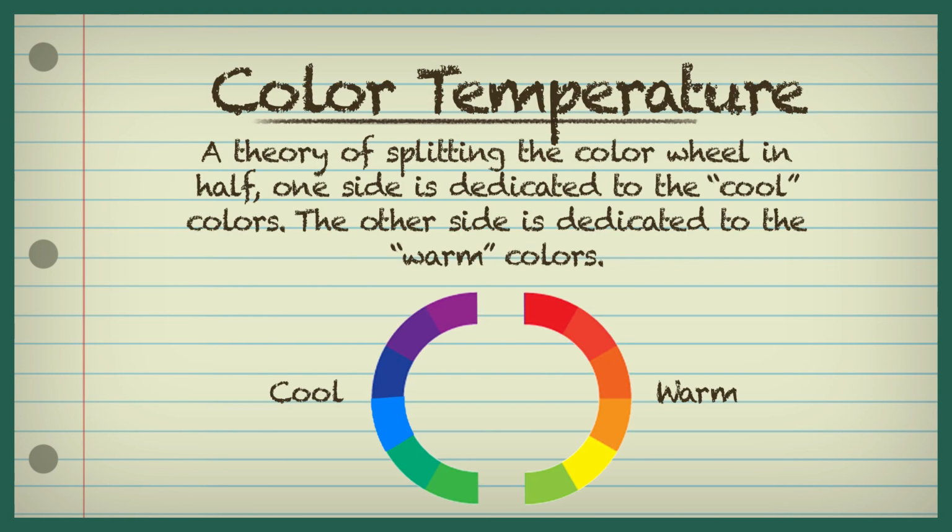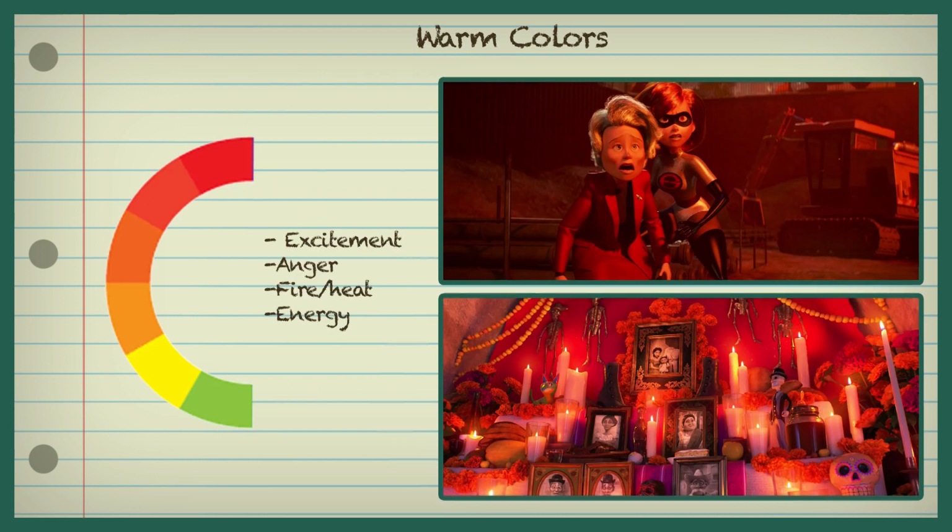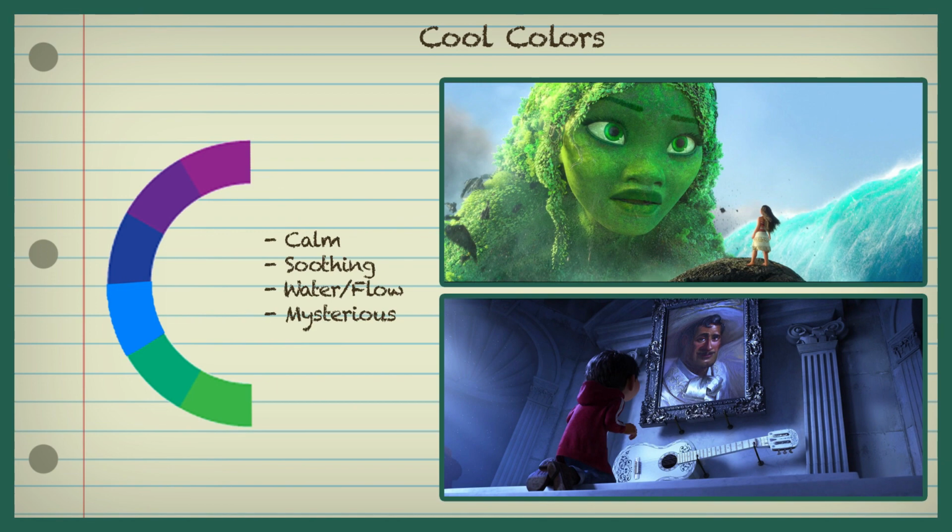Color temperature. Color temperature is referring to a theory of splitting the color wheel in half. One side is dedicated to the cool colors, the other side is dedicated to the warm colors. Cool colors consist of the green, blue, and purple, while warm colors are made up by yellow, orange, and red. These color groupings have varying psychological effects on our brains. Warm colors kind of make us think of fire and danger and action, while cool colors usually make us think of more calming things like water, nighttime, etc.